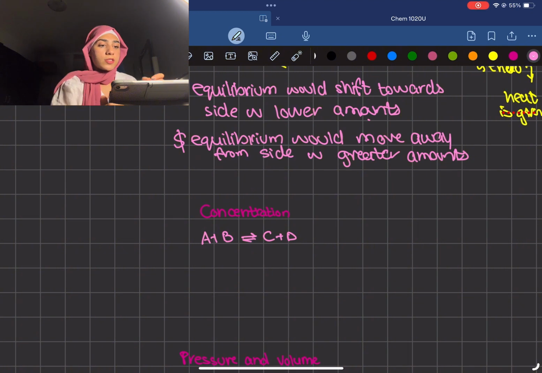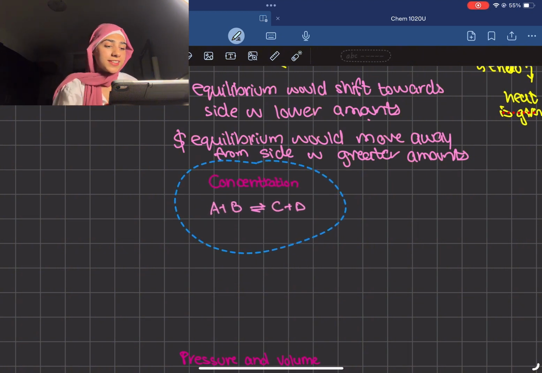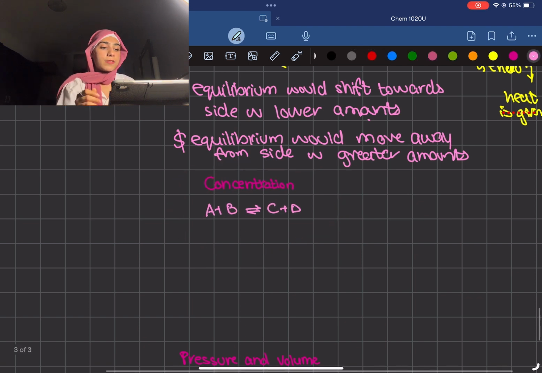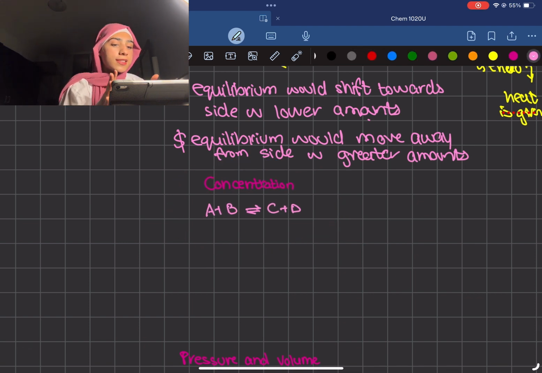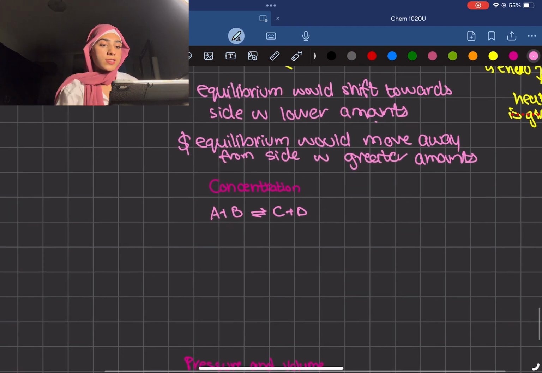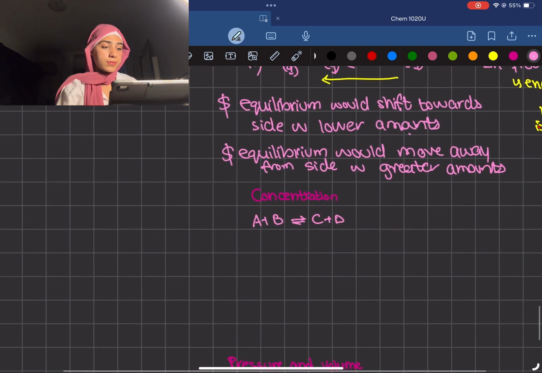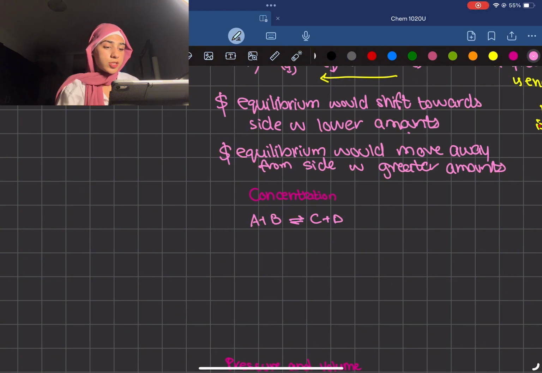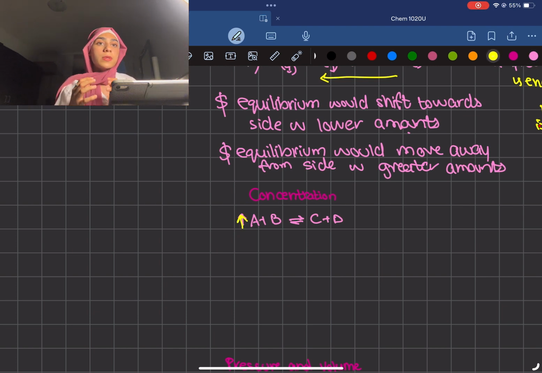Now we'll look at concentrations, and I just wrote down the above points in better handwriting. So if you have concentration, the idea is the same. Use the points that are written above. So let's say I increase the concentration here on my reactant side for A. I increase the concentration of A. So that would mean that my equilibrium would move.